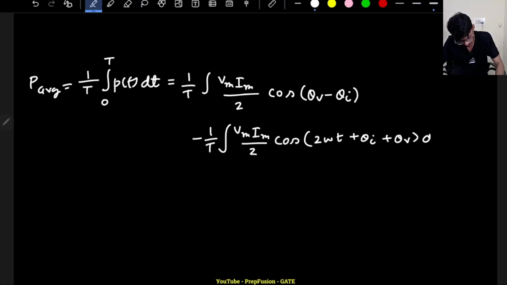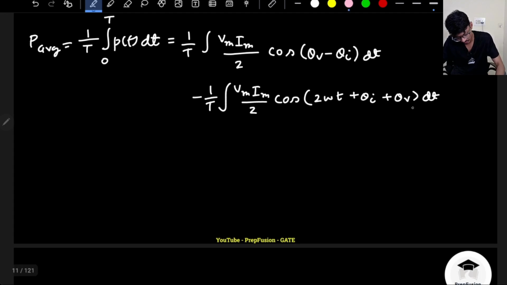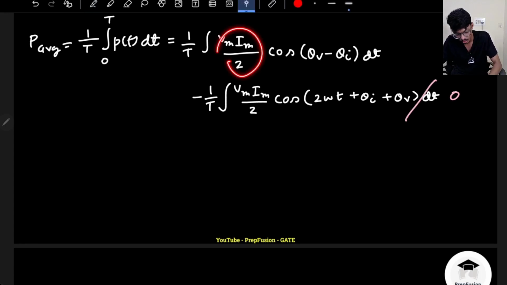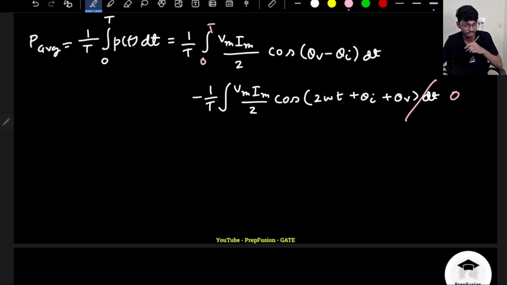Okay, this is dt. So of course this integration will be simply 0. I hope I don't have to explain what this integration will be. So Vm Im by 2 cos of (theta v minus theta i): all are constant. So it is simply integration from 0 to T, divided by T. So it is simply T by T.